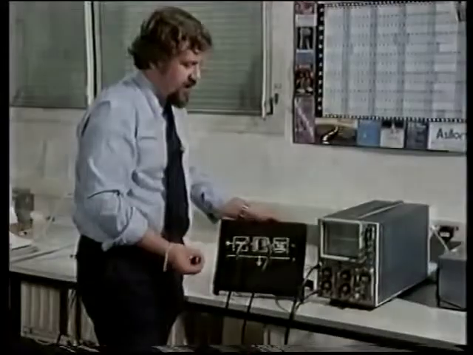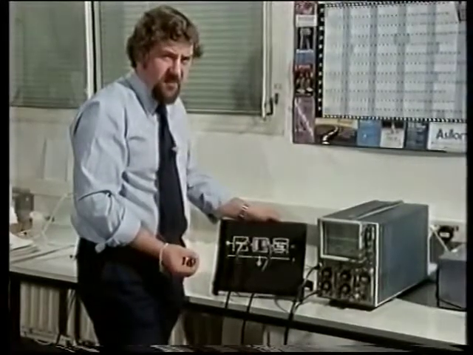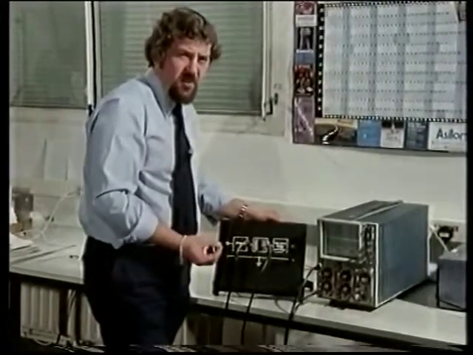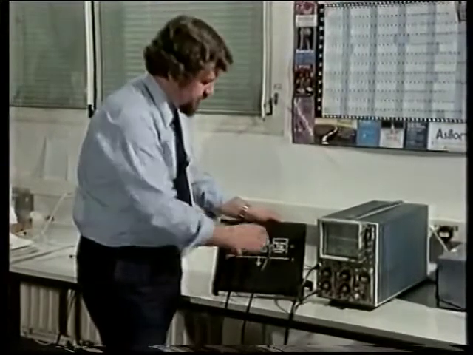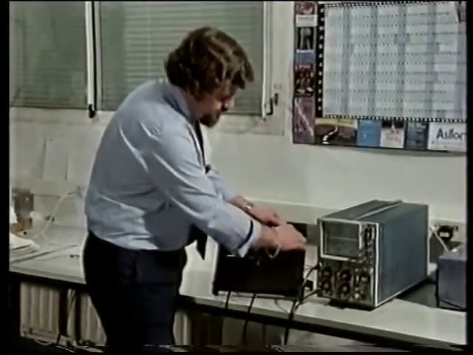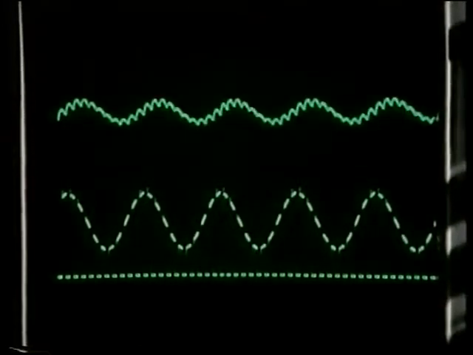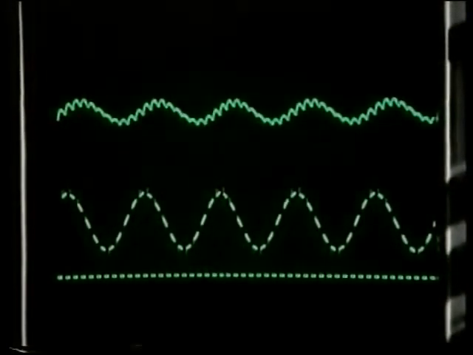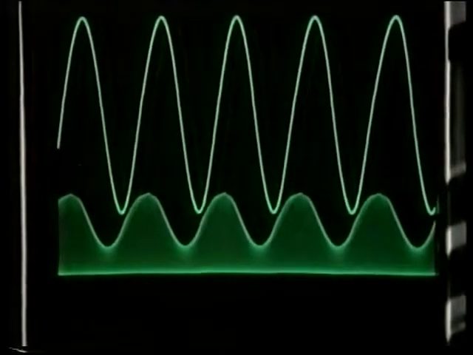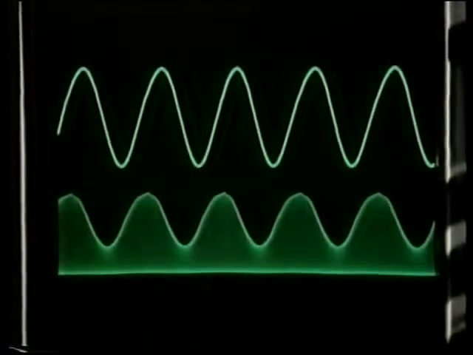Well, I can remove the negative values using a rectifier, and I can recover the envelope using a low-pass filter. Let's turn the gain up a bit. Well, it seems to have the right sort of envelope, but because I haven't yet switched back to the original frequency. If I do that, you can see the original input sine wave.